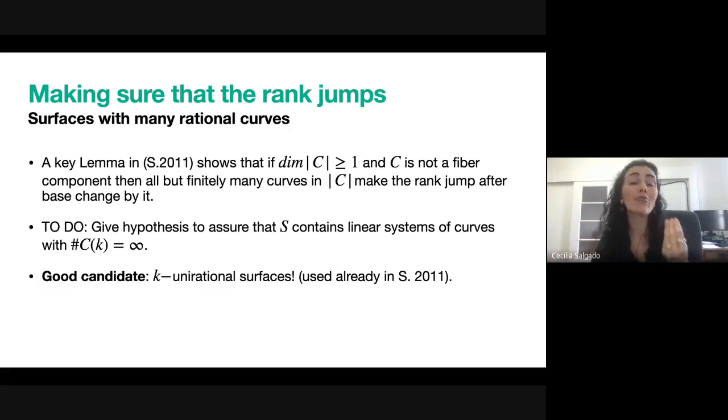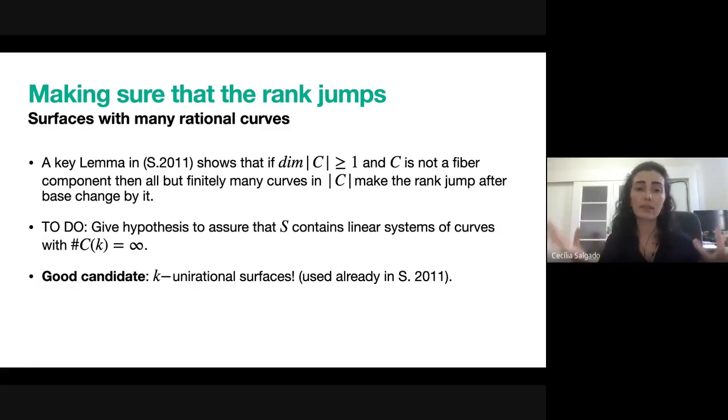Then all but finitely many curves in this linear system could be used. Suffices one of them, but all but finitely many can be used to make the rank jump by this construction that I just showed you. So what do I have to do? I have to give hypotheses to make sure that the surface S contains a linear system of curves, so something that has dimension, right? It's not rigid, that has an infinite set of K points.